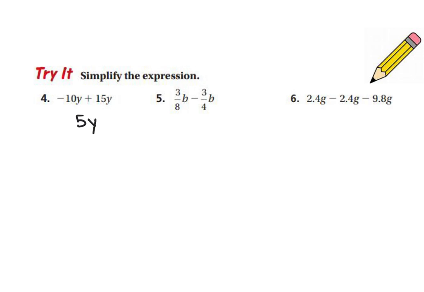For number 5, we need common denominators, so we'll rewrite negative 3/4 with a denominator of 8. That will be 6/8 b. So we have 3/8 b minus 6/8 b. 3 minus 6 is negative 3/8. And our variable remains the same as b. And for number 6, all of our terms are like. So we have 2.4 minus 2.4. Those will cancel each other out, and we're just left with negative 9.8 G.